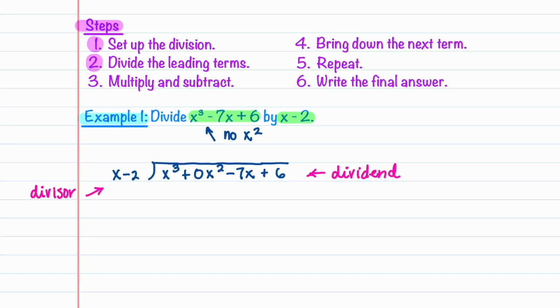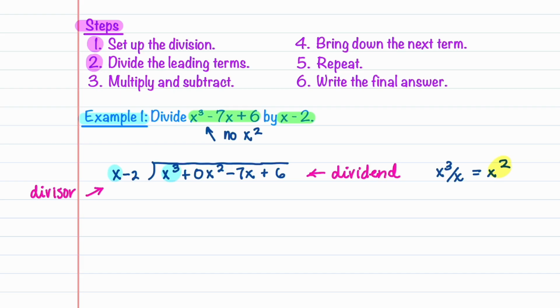Now let's go on to our next step. It says that we are going to divide the leading terms. Let me highlight for you what the leading terms are. The leading term in our divisor is x, and the leading term in our dividend is x cubed. Over here on the right, I'm going to take x cubed and divide it by x, and we get x squared. The reason that we're doing that is that it tells us that x squared is what we're going to have to multiply by.